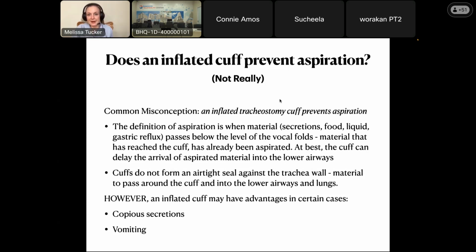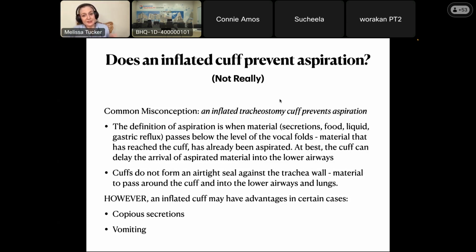I wanted to briefly talk about cuff inflation or deflation. There's a very common notion out there among nurses, among respiratory therapists, and among many physicians, even some pulmonologists who commonly work with this population, that inflating the tracheostomy cuff prevents aspiration. And that's just not quite right.